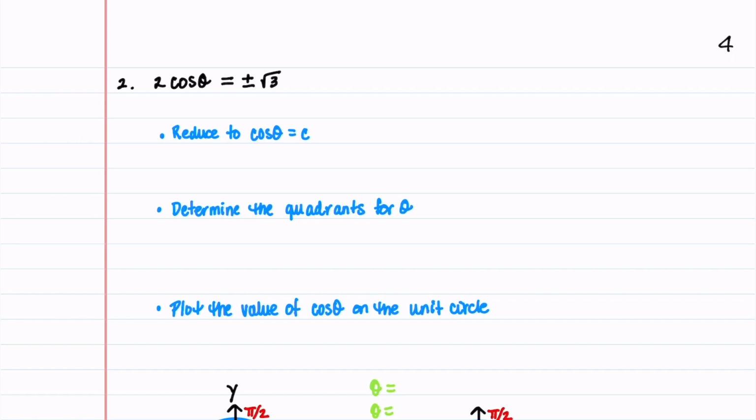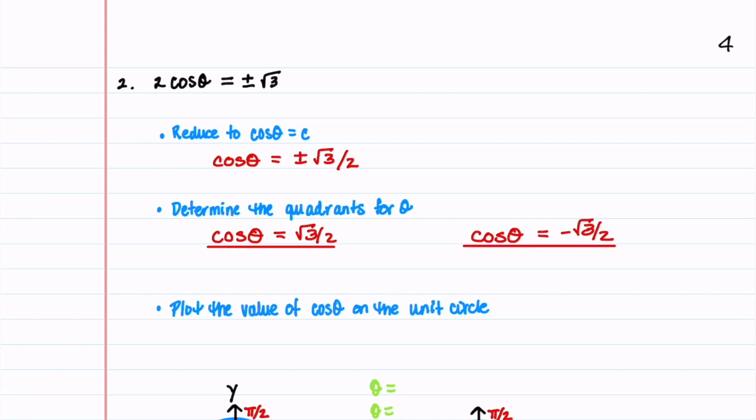Let's now look at an equation with a cosine function. We'll solve 2 times cosine theta is equal to plus or minus root 3. Let's reduce it to cosine theta is equal to c, and we get cosine theta is equal to plus or minus root 3 divided by 2. Let's split this into our positive equation, cosine theta is equal to root 3 over 2, and then our equation with a negative constant, cosine theta is minus root 3 over 2.